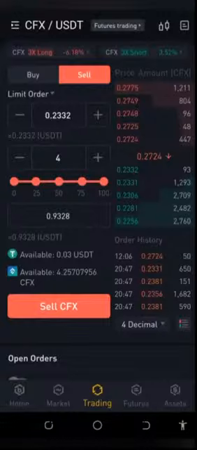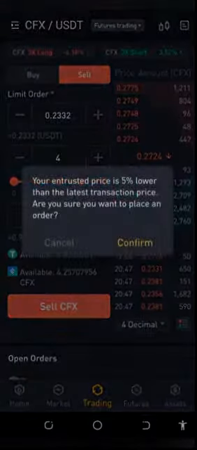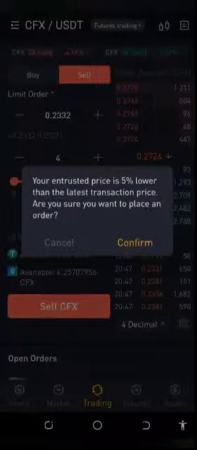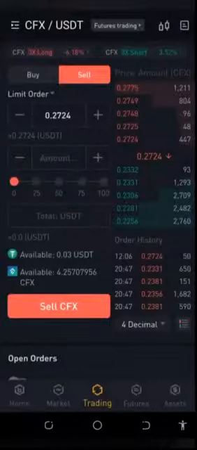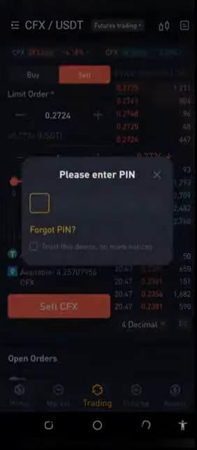All right. So probably I'll just have to change it and let it sit there till I have another trade to come in here, right? So let's see whether this is going to go. Oh, what did it say? It said: your entrusted price is 5% lower than the latest transaction price. Are you sure you want to place an order? But I don't want to place an order, but let me just, okay, it's true. Let me do the normal price, and then whenever it converts, I'll wait for it. Let's go ahead and do this.